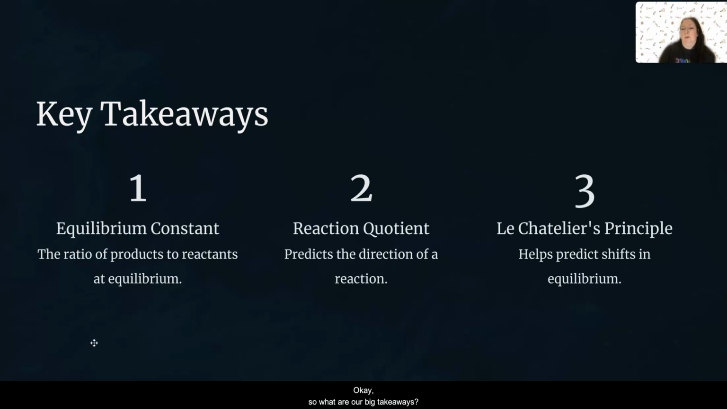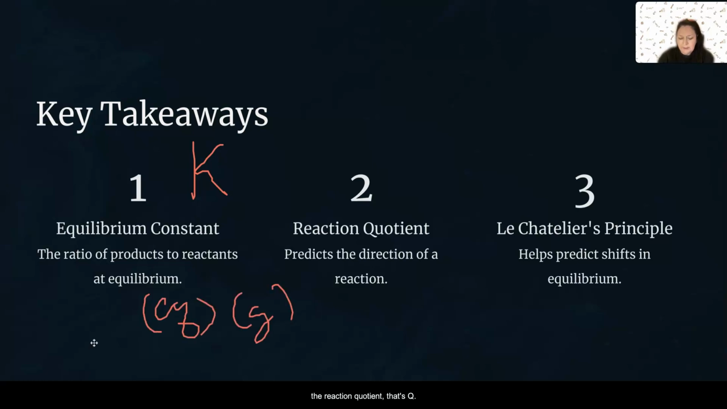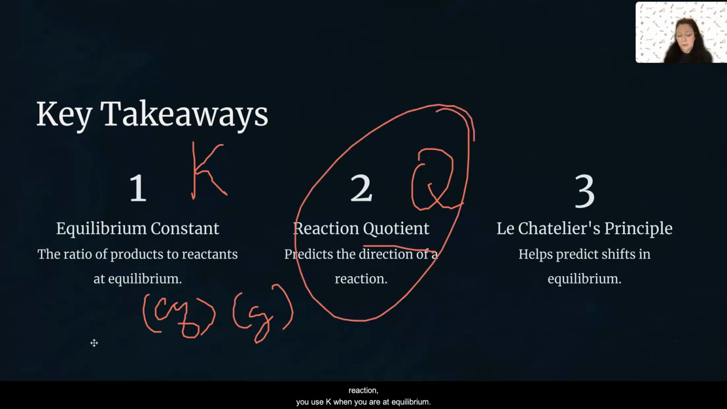Okay, so what are our big takeaways? We have our equilibrium constant, which is capital K, big K. It's the ratio of the products over the reactants raised to the power of their coefficients, but this only includes aqueous and gas species. The reaction quotient, that's Q. You can use that to predict the direction that your equation is going to shift, to the reactants, to the products, or nowhere because it's already at equilibrium. You use Q anytime in the reaction, and you use K when you are at equilibrium.